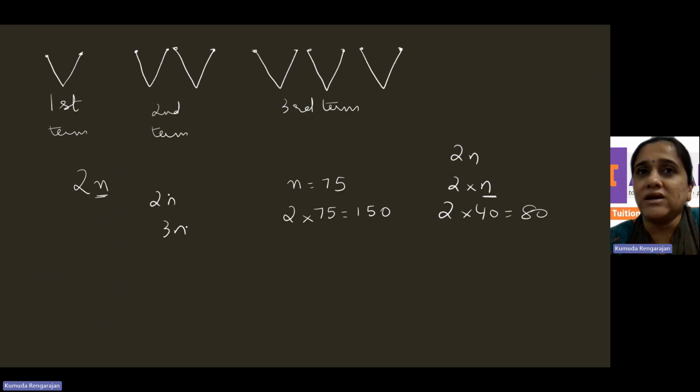If to make a particular letter you need 3 sticks, then 3n will be the rule. If for a particular letter you need 4 sticks, then 4n will be the rule. All right. Now, this is one case.